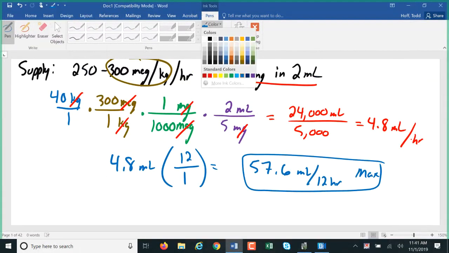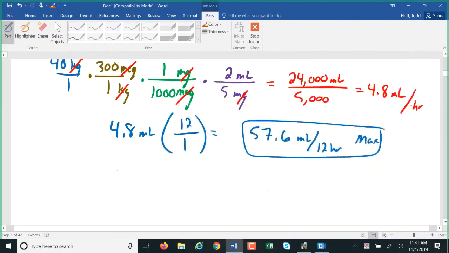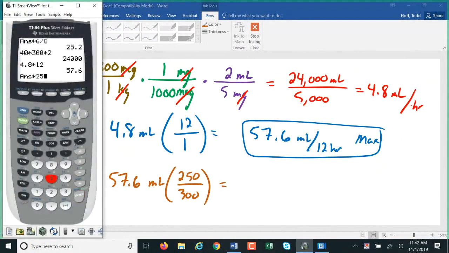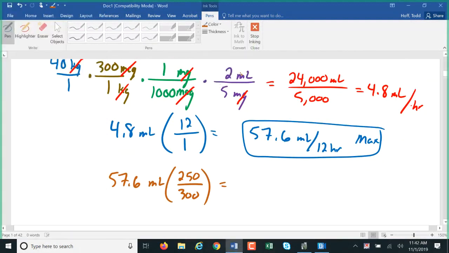Let's find our minimum just for fun. 57.6 milliliters is calculated off of 300 micrograms. Let's go to the 250, giving us 48 as our minimum dose. 48 milliliters every 12 hours is the minimum.